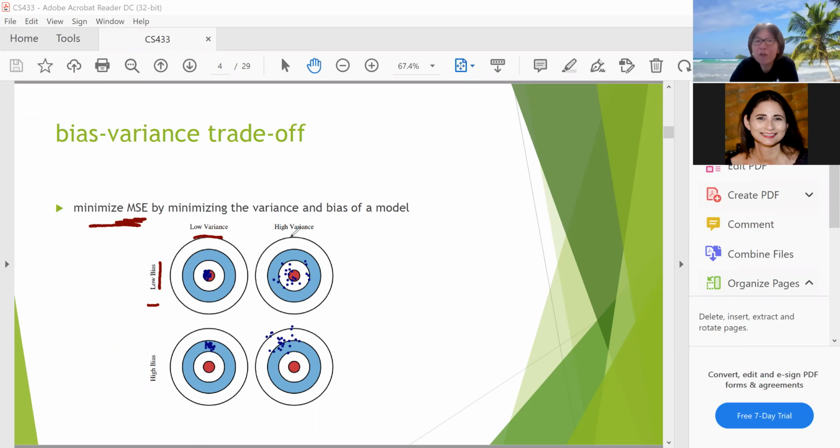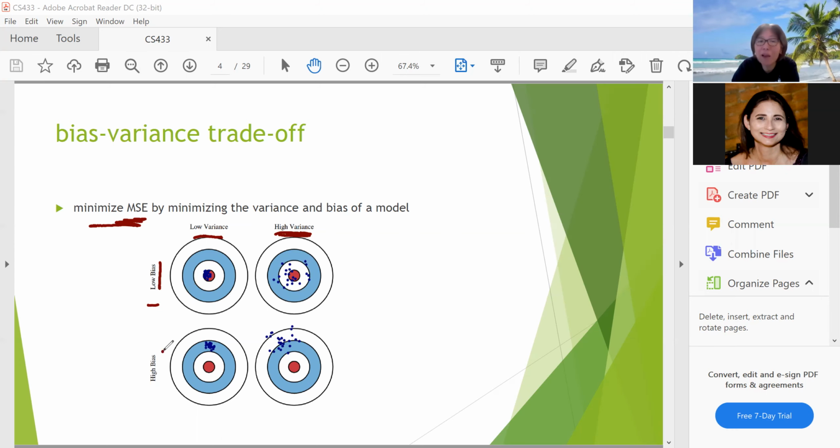Then for this case, it's low bias but high variance. With high variance, we can clearly see the samples distribute quite a lot, spread out a lot. But it's still not too far off the precise one. It's still around the circle, but spread out quite often. So that's a low bias and high variance case.